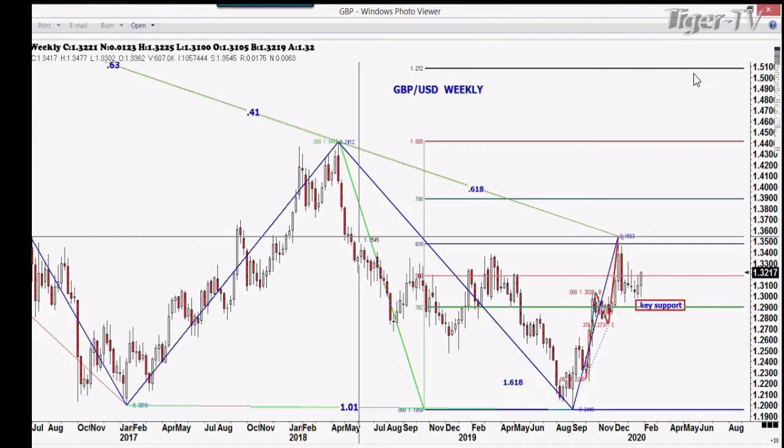And the euro's already broken down. Maybe it reverses from here, but the pound is a different currency. So look at it. Hey, folks, let me explain something to you. These patterns that we have, they are not the Holy Grail. Duh. I think we already knew that.